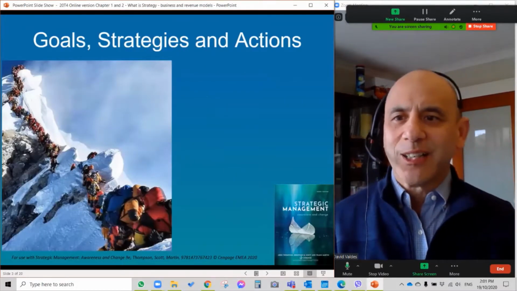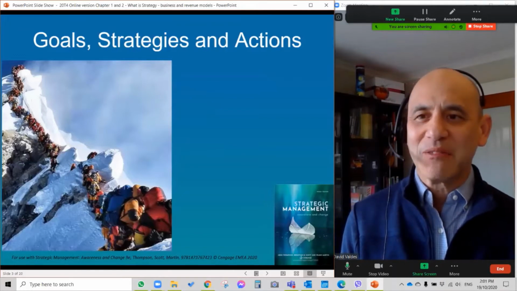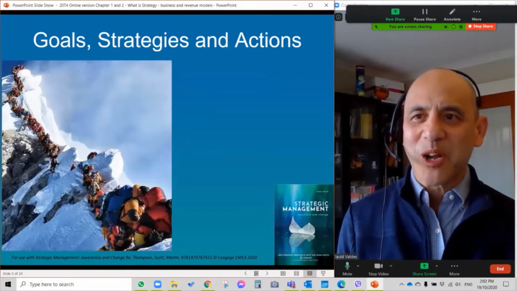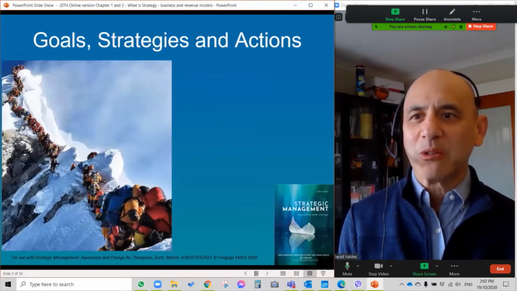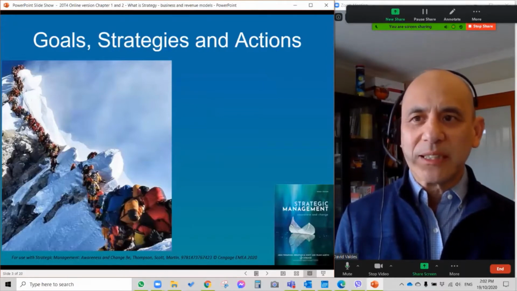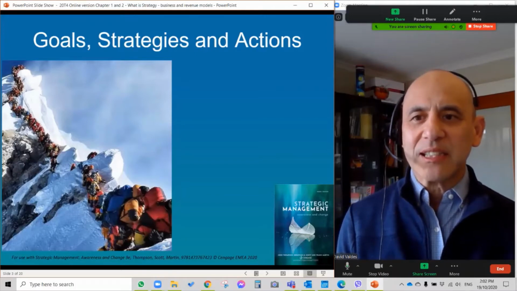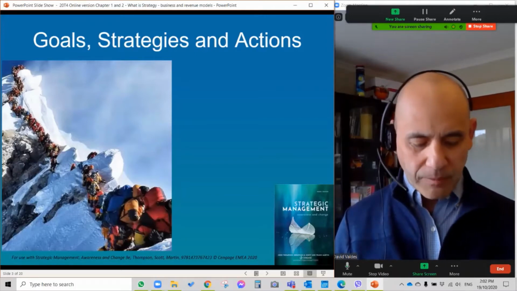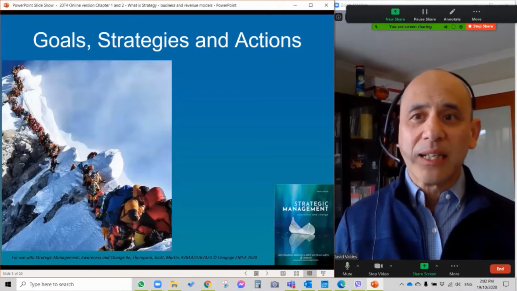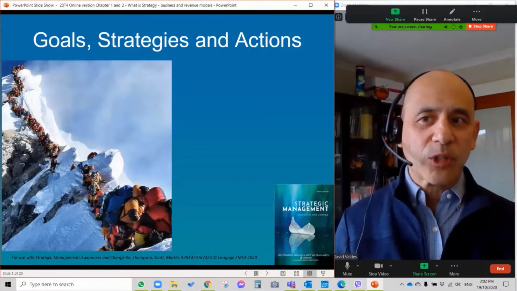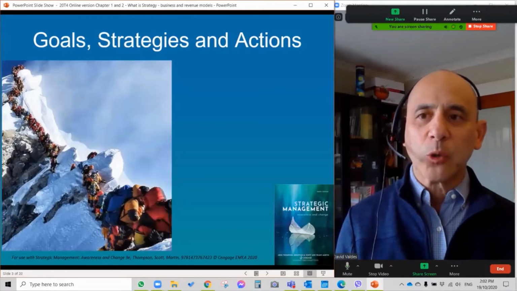So here I've got a lovely picture of the crowded path towards Mount Everest. You see a lot of people trying to accomplish this goal, which is, of course, to climb the highest mountain in the world. Those of you who are from Nepal will, of course, be familiar with scenes like these. But this is just a metaphor for what strategy is all about and how that differs from a goal and the actions to reach that goal.